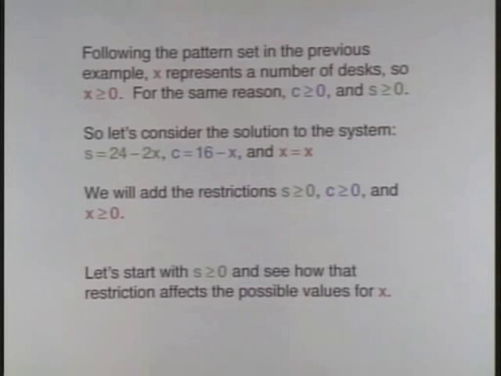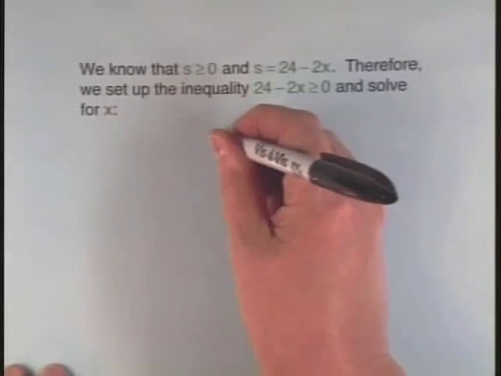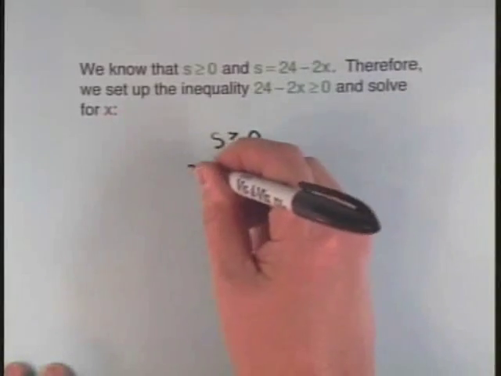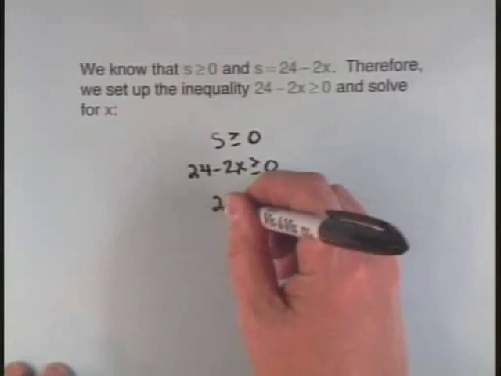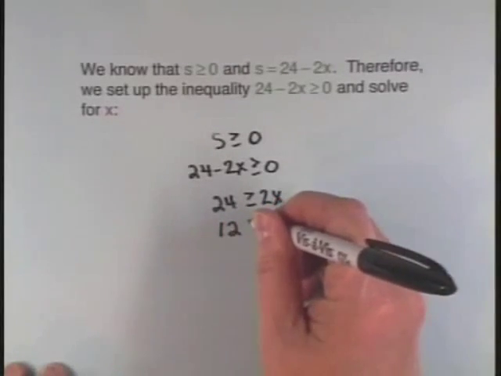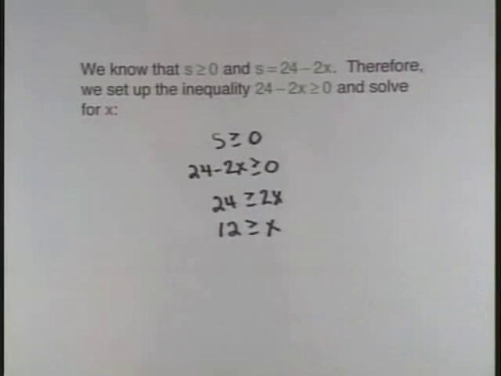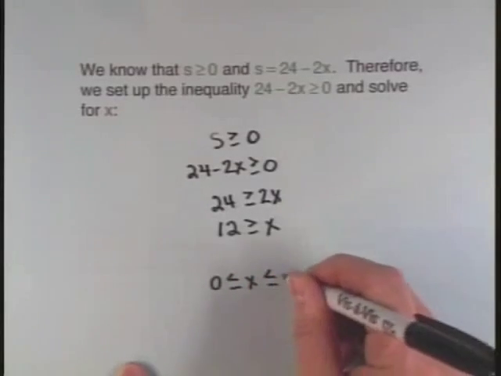Let's start with S is greater than or equal to 0 and see how that restriction affects the possible values of X. We know that S is greater than or equal to 0 and S equals 24 minus 2x. Therefore, we set up the inequality 24 minus 2x greater than or equal to 0 and solve for x. We add 2x to both sides and get 24 greater than or equal to 2x. Divide both sides by 2 and get 12 greater than or equal to x. Therefore, since x is greater than or equal to 0 and 12 is greater than or equal to x, we have 0 less than or equal to x less than or equal to 12.